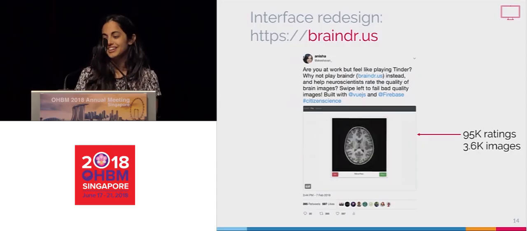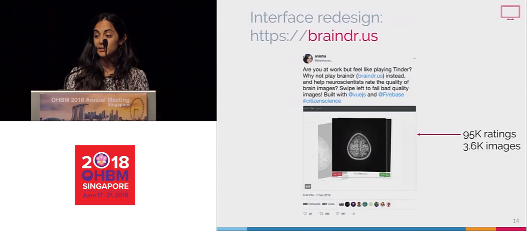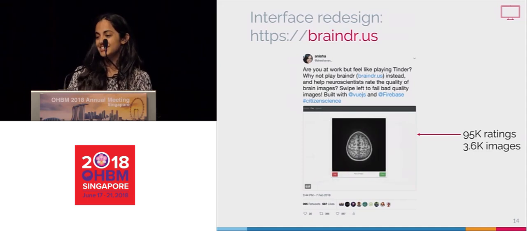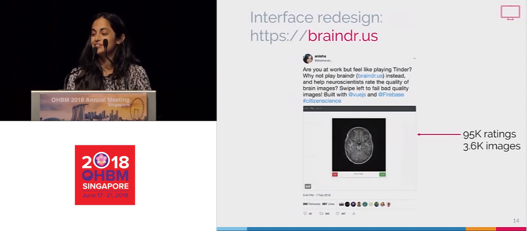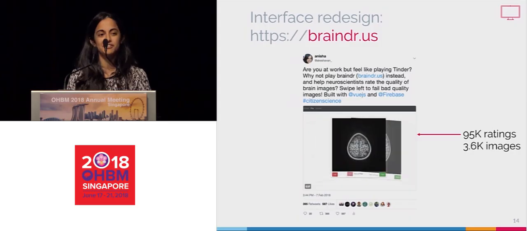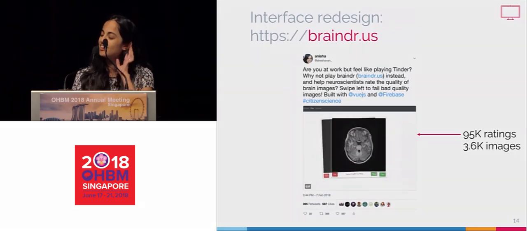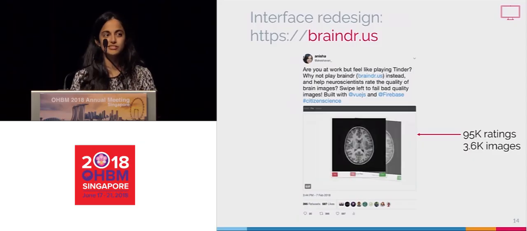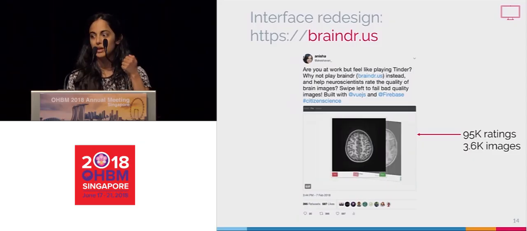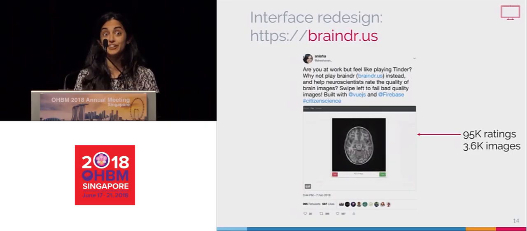So I tweeted it, as you do, and I said, are you at work but feel like playing Tinder? Why not play Brainder instead and help neuroscientists rate the quality of brain images? Swipe left to fail bad quality images. And I underestimated the power of social media, and this tweet became viral. I think I got 400 retweets. This ended up being nearly 95,000 ratings, so 95,000 swipes on only 3,600 images. So it was overkill.